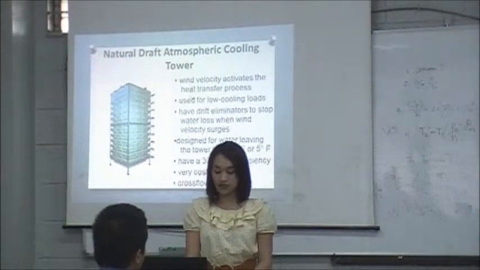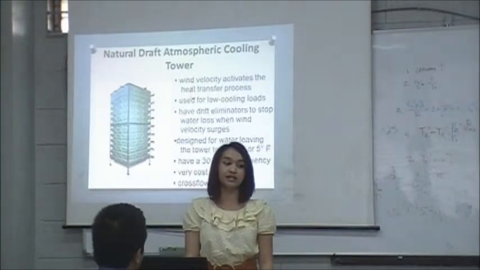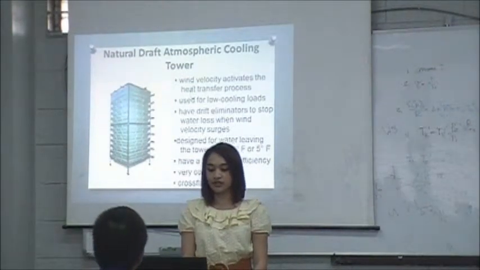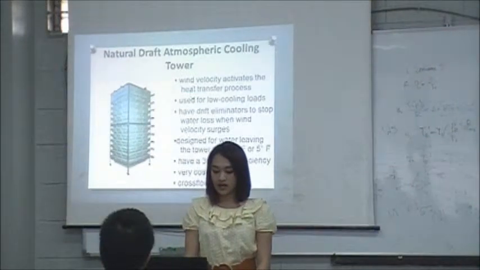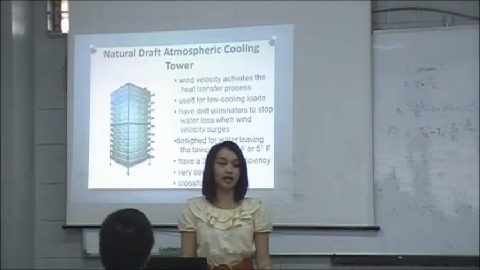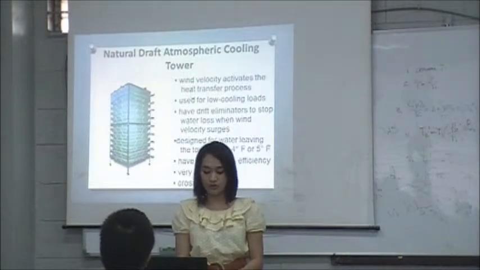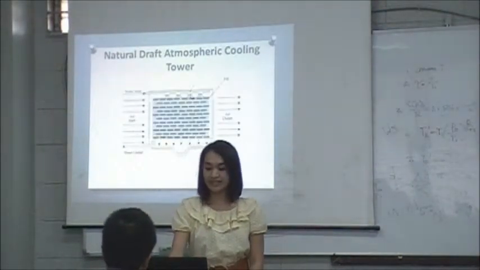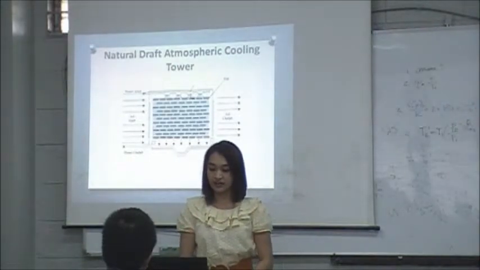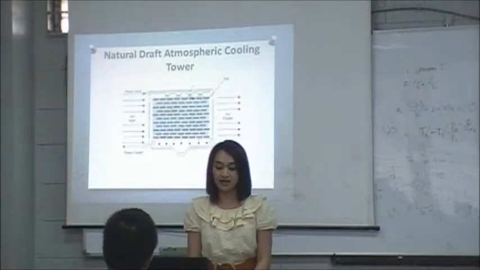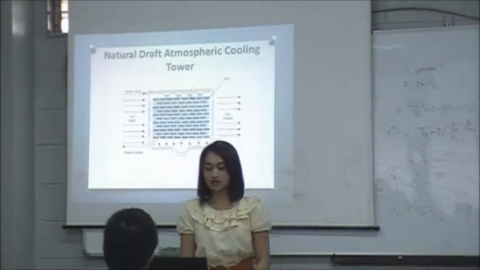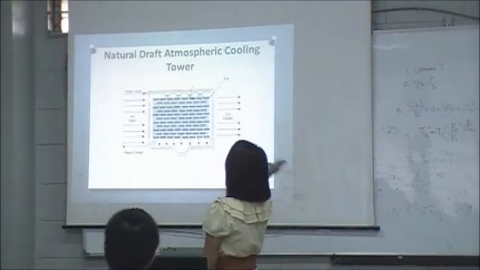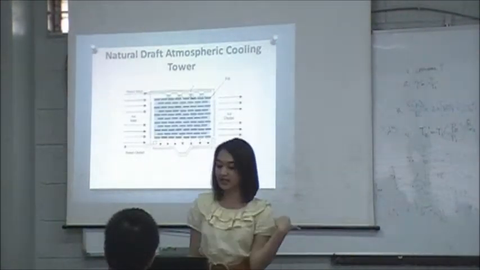However, the efficiency fluctuates because it is dependent on the wind velocity. Also, in a natural draft atmospheric cooling tower, the airflow only moves in a cross-flow manner, where the wind blows horizontally. This is the mechanism inside a natural draft atmospheric cooling tower. The wind blows, and the air comes from one side and exits on the other.